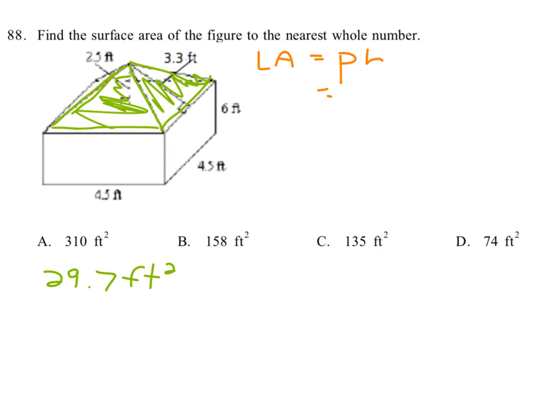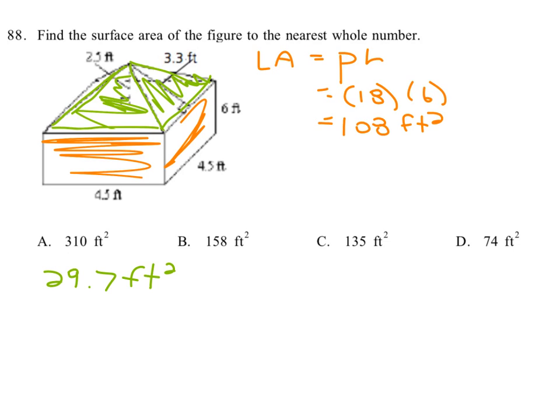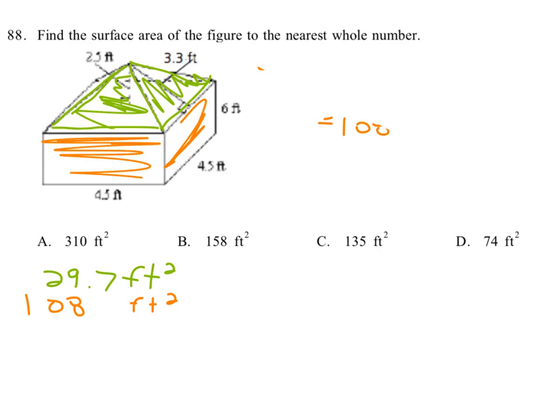And what is the perimeter of this? Well, remember it's 4.5, 4.5, 4.5, and 4.5, or 18. And what's the height of it? The height of it is 6. So if we do 18 times 6, we get 108. 108 feet squared is all of this area. And then finally, let me erase those calculations.